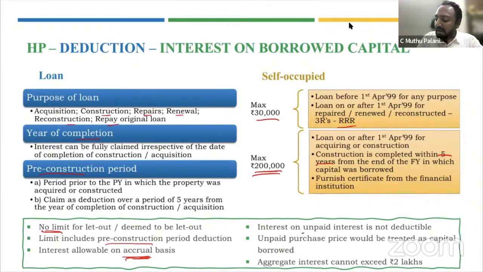And interest on unpaid interest, where interest is charged on interest, is not allowed. The original interest is allowed. Interest on interest is not allowed. It's not deductible.